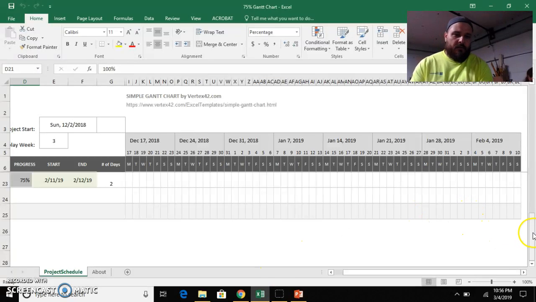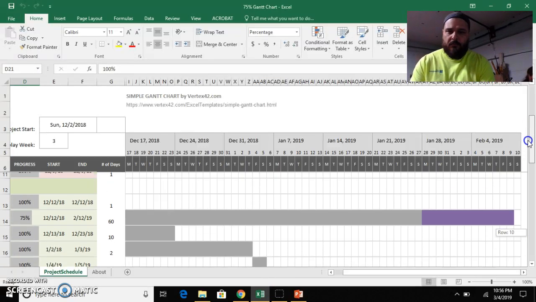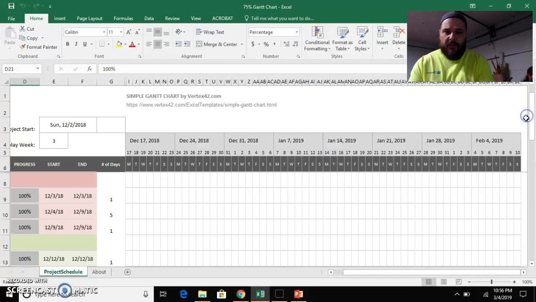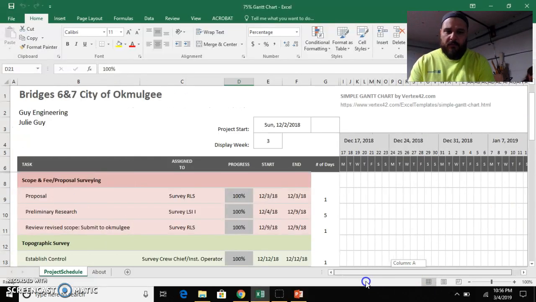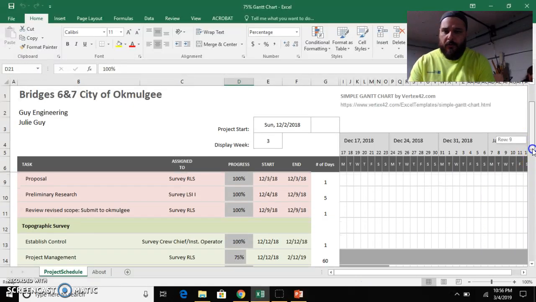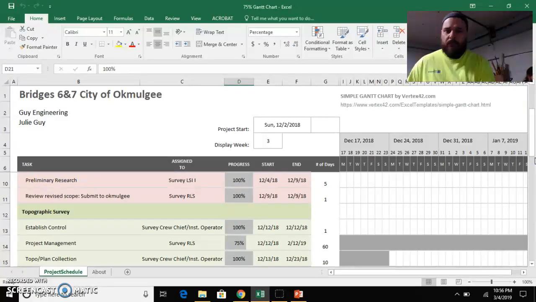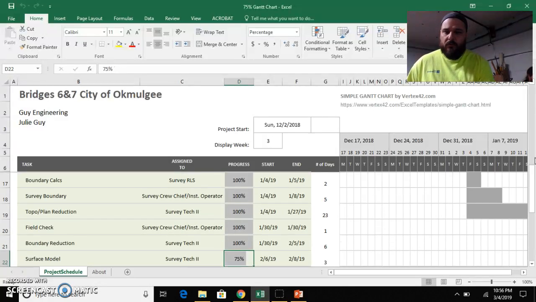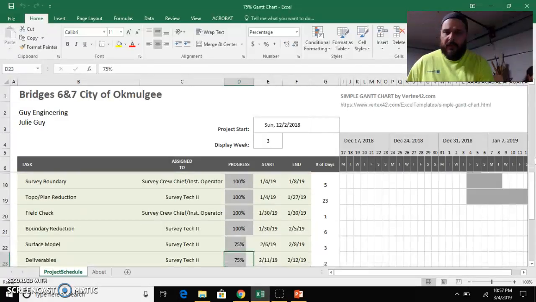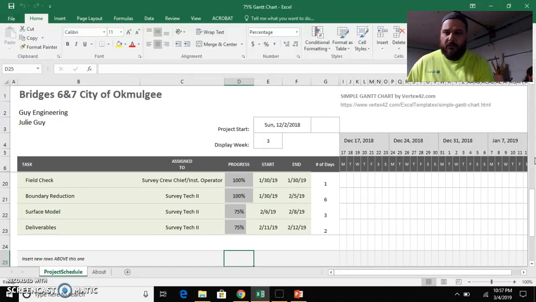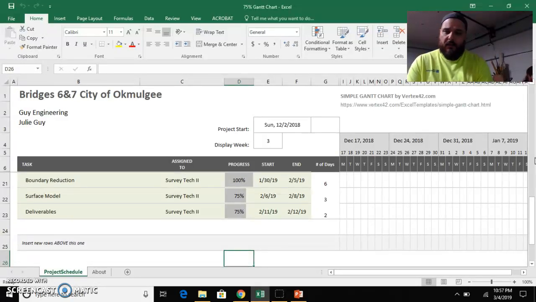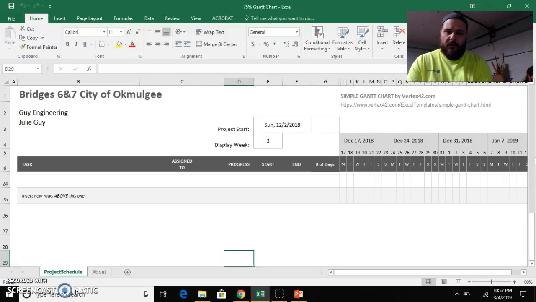This is the Gantt chart. We've got most everything completed up to this point. Started out with the proposal, then it went to preliminary research, review, revise scope, establish control, topo plan reduction, field checks been done, boundary reductions been done, surface model, still working on the surface model and still waiting for the RLS to look at it and get it ready to submit.